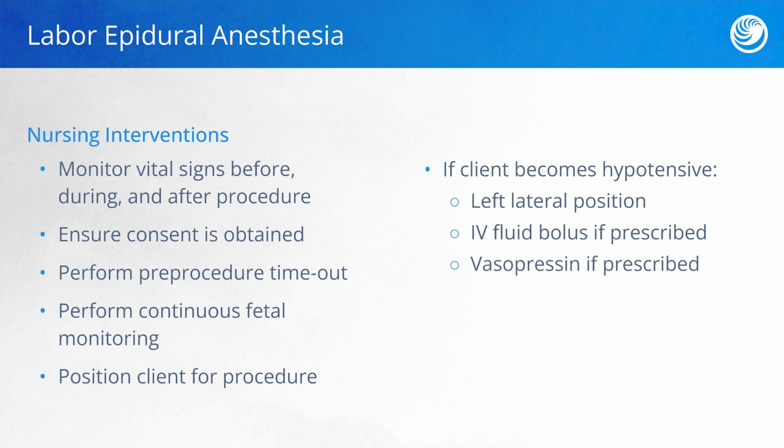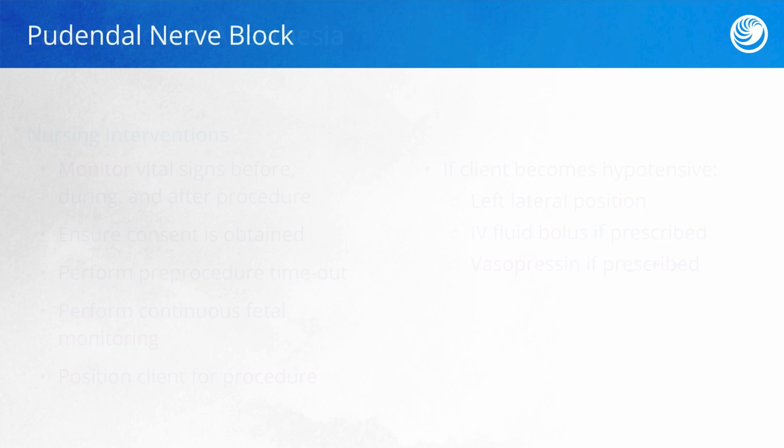After placing the epidural, the client is either placed in a side lying position or with one hip bumped up or elevated slightly to relieve pressure off of the vena cava to prevent decreased venous return.